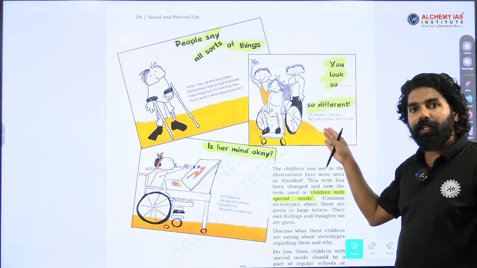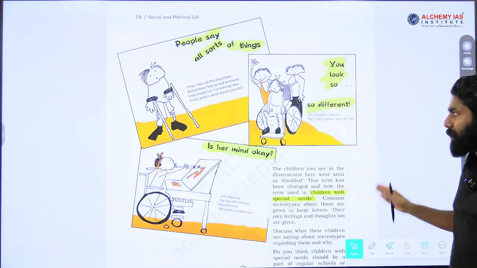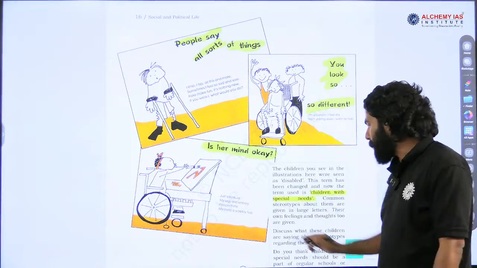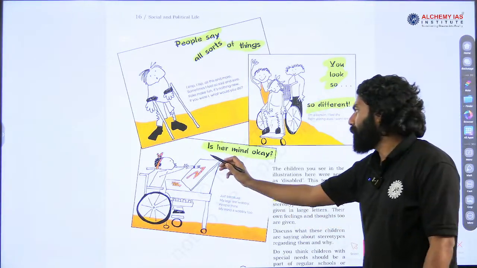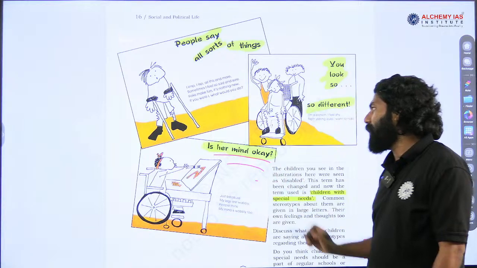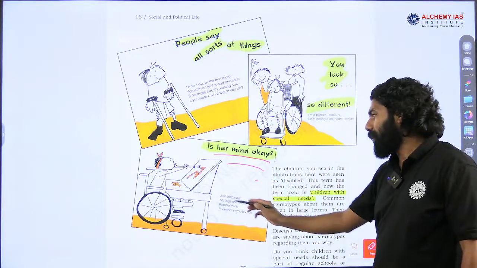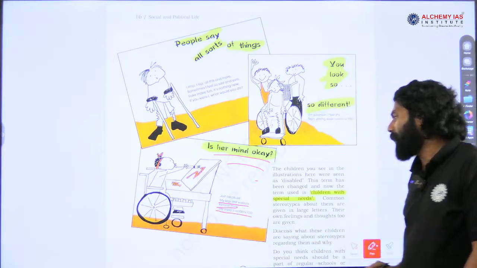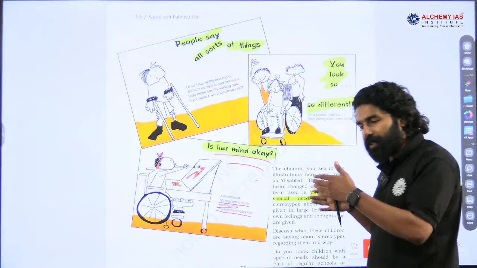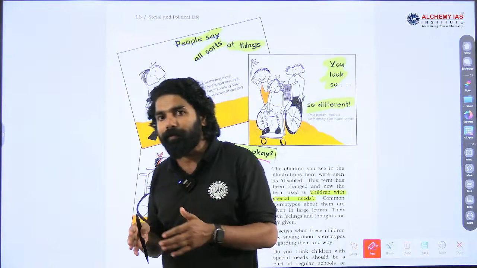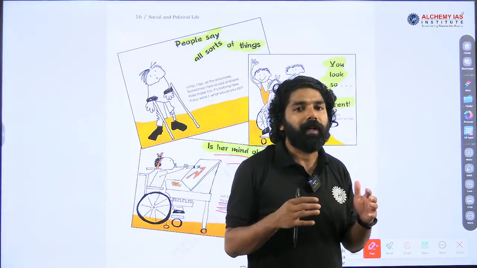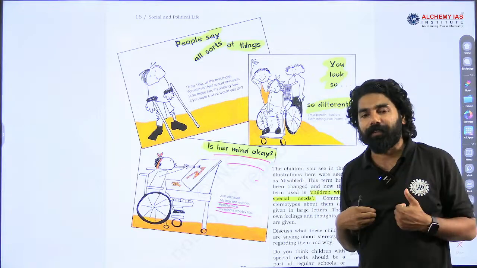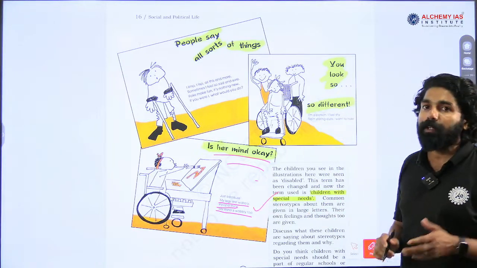Whenever we see people having different special skills, we may make judgments. You can see here a statement is given: "Just because my legs are wobbly, people think my mind is wobbly too." When a person has a physical problem with their legs, it doesn't mean their mind is also weak. Their mind may be even stronger than ours. So these are the kind of stereotypes that we make.